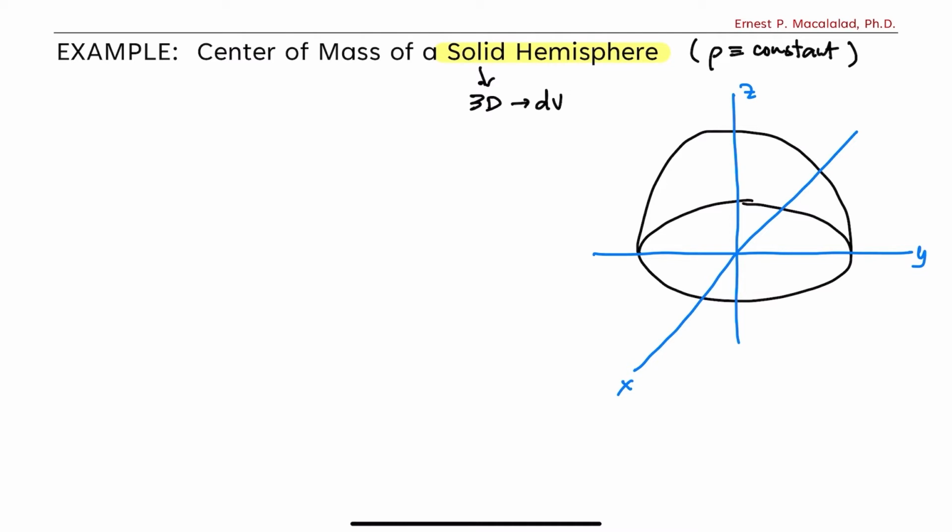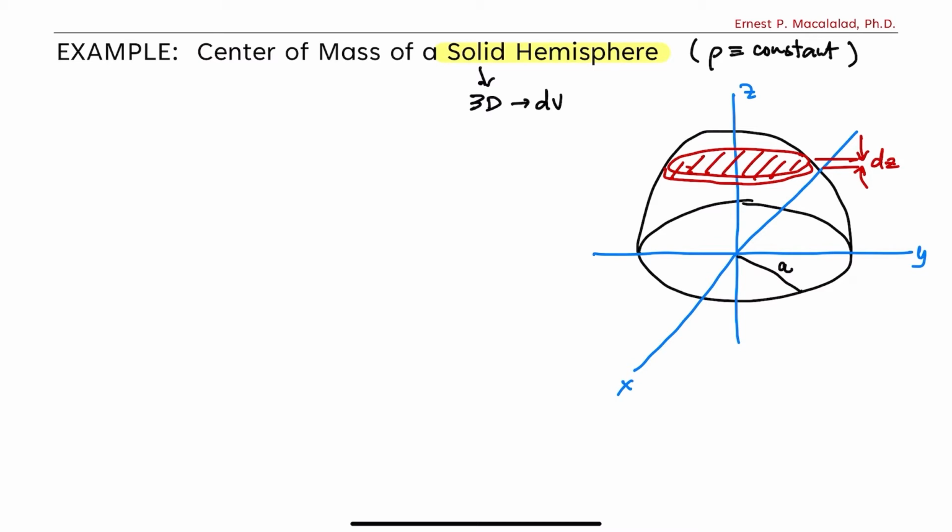The volume element that we're going to look at would be the volume element of a disk, wherein the thickness of the disk is dz. Okay, so this is your disk. Let's call the radius of the sphere that this hemisphere belongs to radius A. So let's try to draw that in a more convenient way.